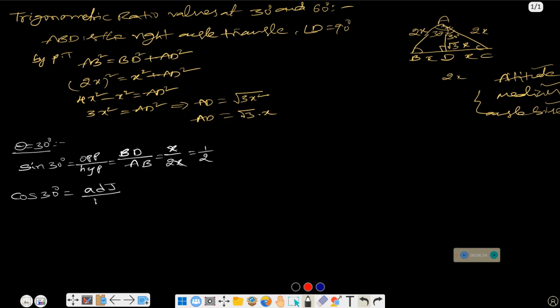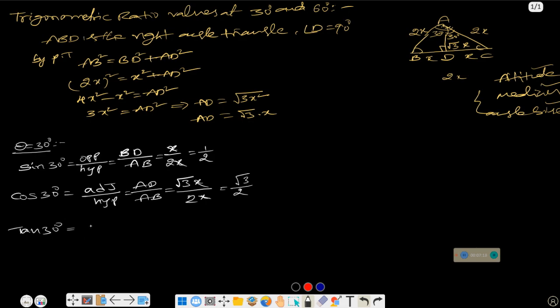Adjacent by hypotenuse, that is equal to adjacent of theta. Sorry, that means 30 adjacent. So this 30 adjacent is what here? AD. So AD by hypotenuse, AB only. What is the AD value? Root 3x. By, so what is the length of AB? 2x. So x cancels, what do you get here? Root 3 by 2. So what is the cos 30 value? Root 3 by 2. And next find out tan 30.